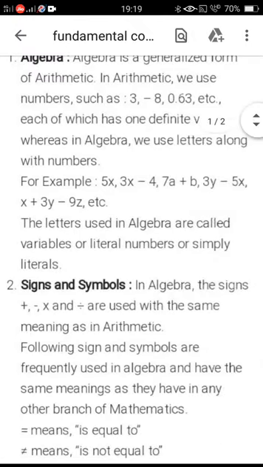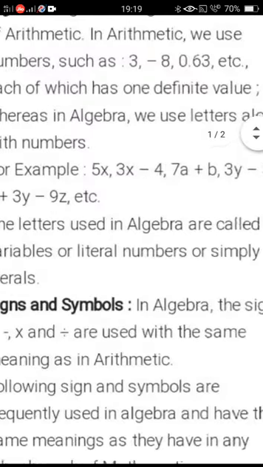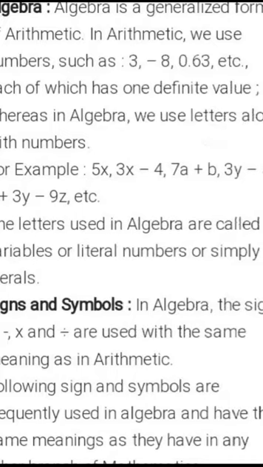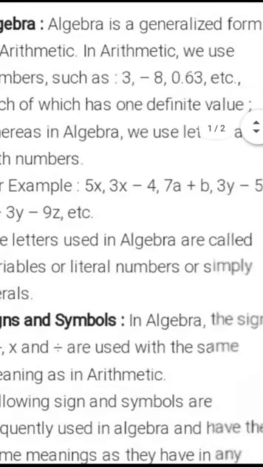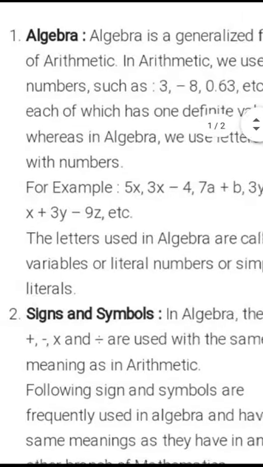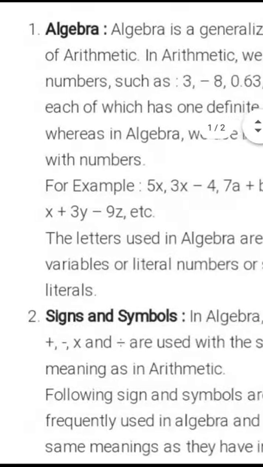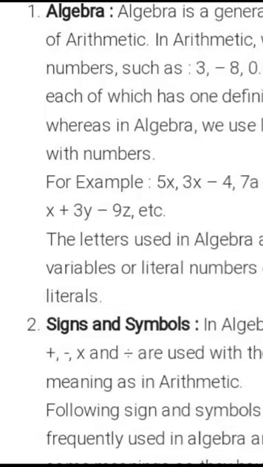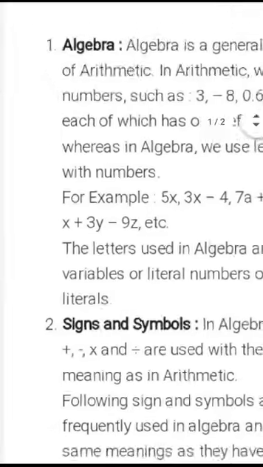Depending on the terms, if only one term is there, it is known as a monomial. See 5x, this is a monomial. See 3x minus 4, this is a binomial because two terms are there. And this is one example, x plus 3y minus 9z. Here three terms are there, so it is called a trinomial. Got it now?